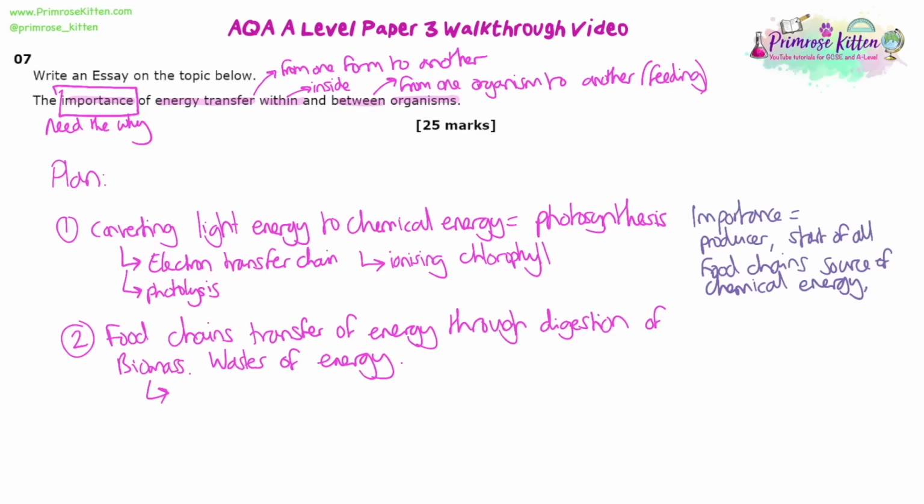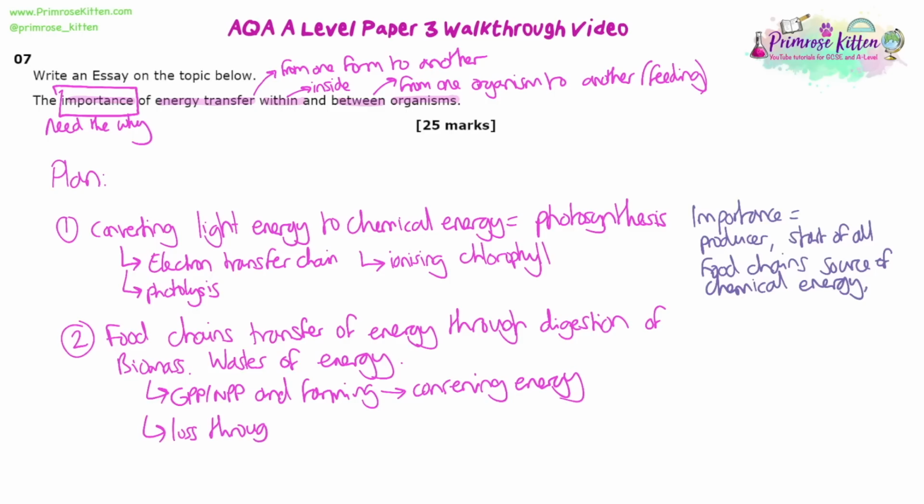So food chains: transfer of energy through digestion of biomass, the wasting of energy, how energy is not transferred through those food chains and is lost to the environment. We can talk about GPP and NPP in farming. This is all making this A-level standard, because remember, we could just end up talking about food chains like at GCSE level, and we don't want to do that. So GPP, NPP, farming, the conservation of energy through farming practices to make sure we're increasing the energy transfer in food, energy losses through heat, respiration, not eating all of an organism, why energy is lost at each level of the food chain.